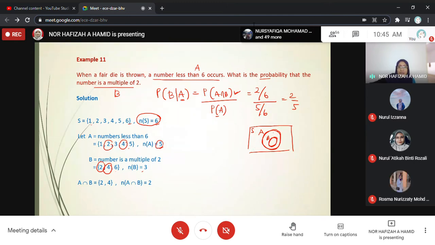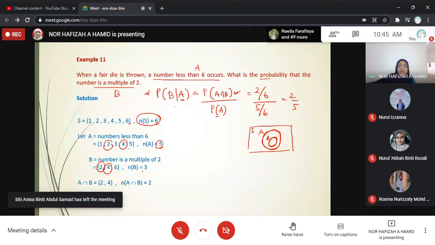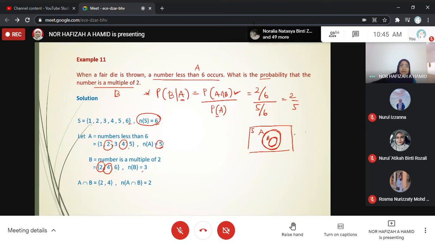Okay, you need to place the elements. That is why they give the formula. So to calculate for a conditional event, you can just refer to this formula. Okay, but this is in terms of the Venn diagram. So this is example 11 for conditional probability.